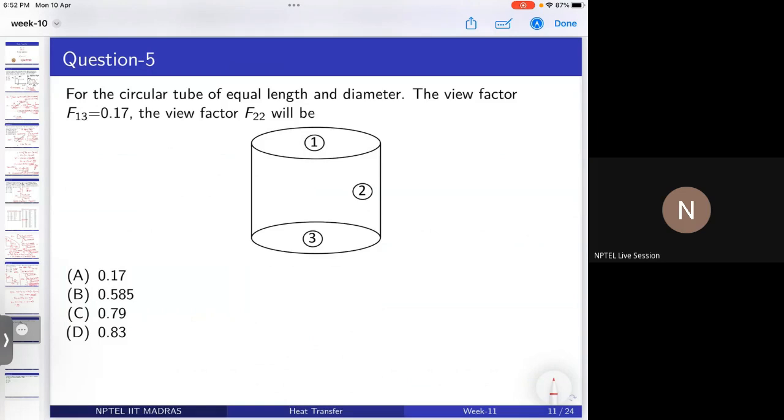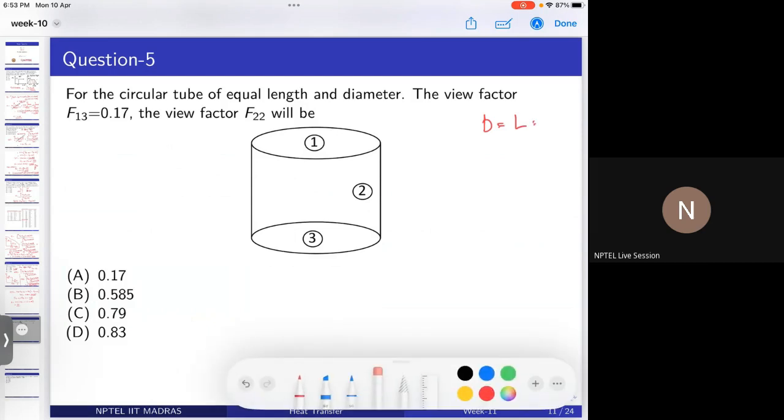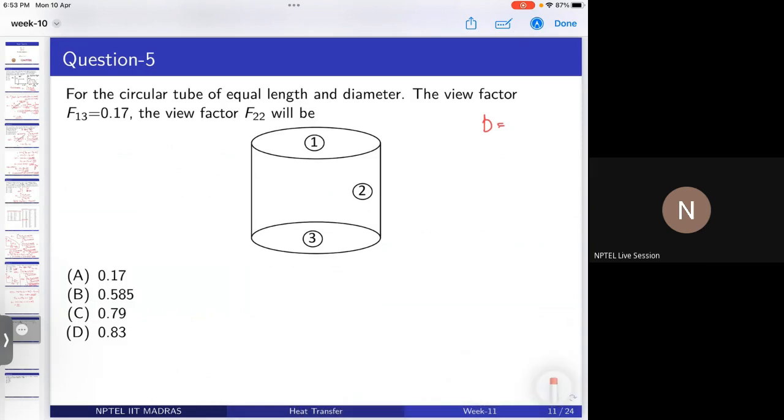So now we will move on to the view factor finding. So we have a circular tube of equal length and diameter, which means D is equal to L, or H. Yeah, I will write it as H here. Okay. So we have to find out, so the surfaces are named. This is one surface, that is the top surface of the cylinder, the bottom surface is named as 3, and the curved surface is named as 2. Okay. So we have to find out the view factor F22.